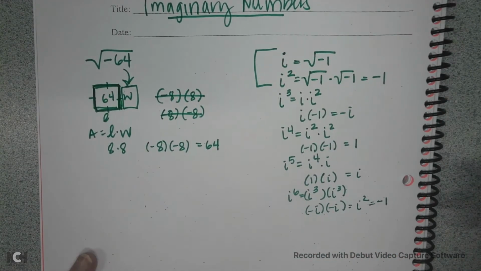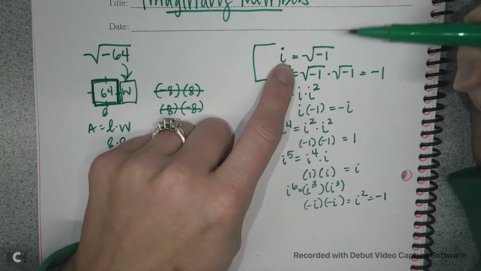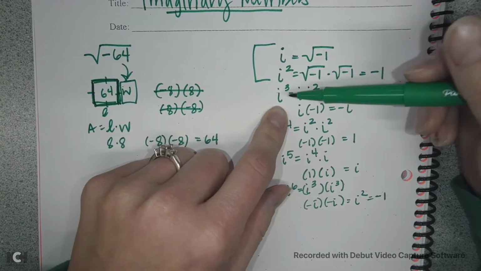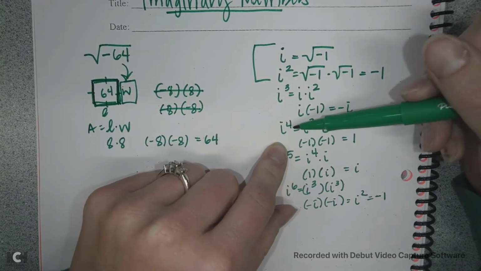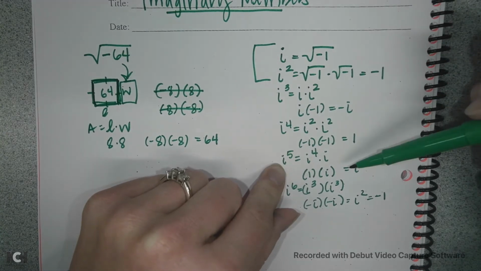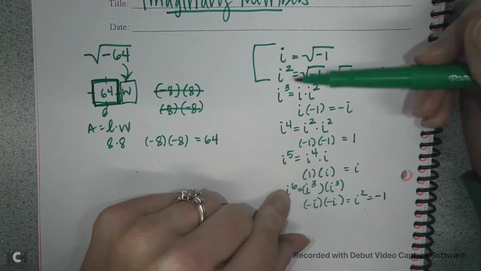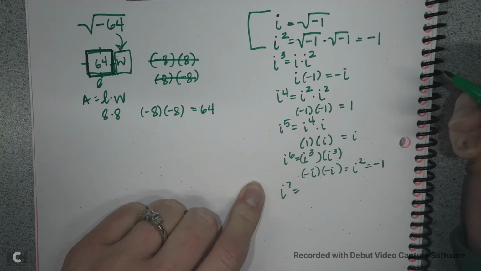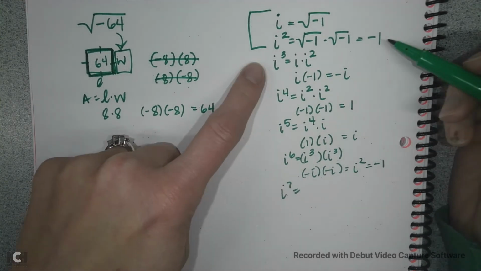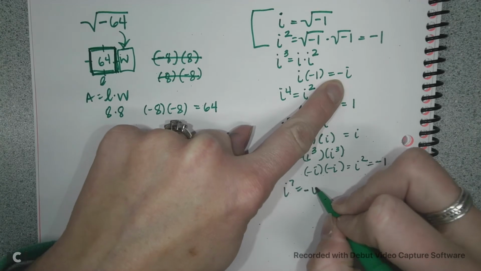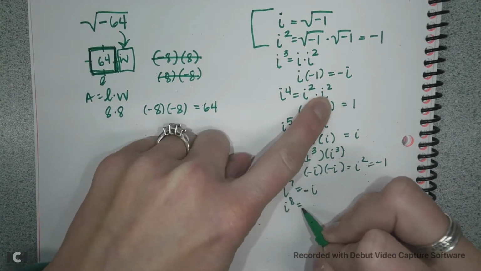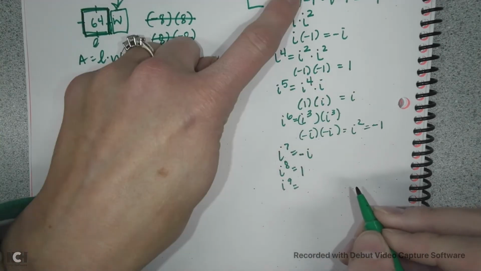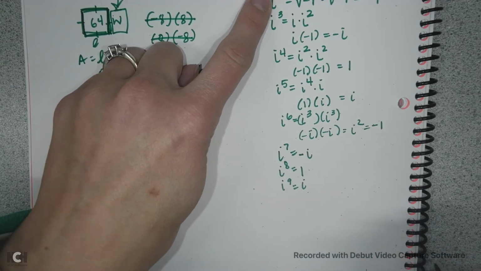If you notice, there is a pattern that keeps repeating. So i is just going to be i, i squared is negative 1, i cubed is negative i, i to the 4th is 1. Then we start over the pattern. i to the 5th is i, i to the 6th is negative 1. So i to the 7th is, wait, where did we go? I got lost. Okay, right there. So i to the 7th will be negative i, i to the 8th will be 1. i to the 9th is starting all over. So 1, or an i.